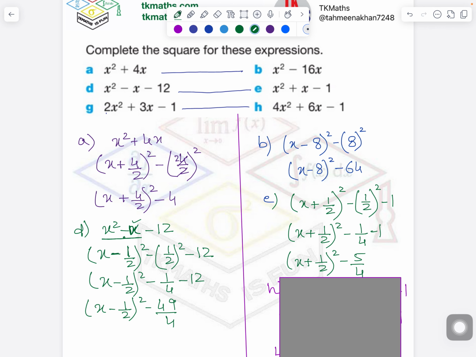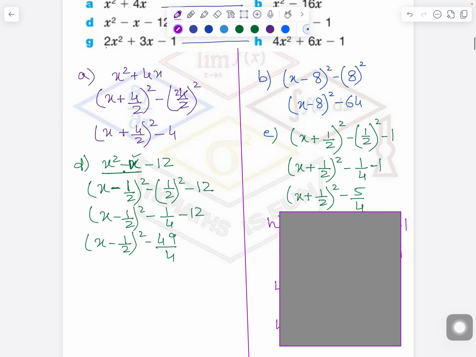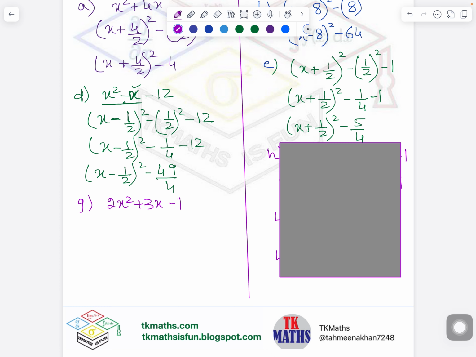Now let's do part G. So it is 2x square plus 3x minus 1. Now the coefficient of x square is not 1, so I have to make it 1 first. It is an expression, so I will factorize it. I cannot divide it by 2.